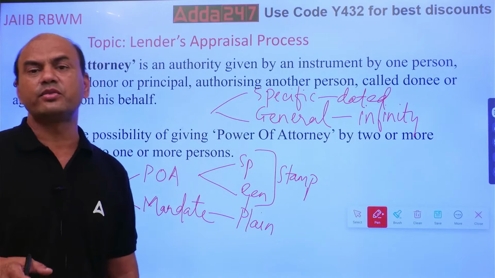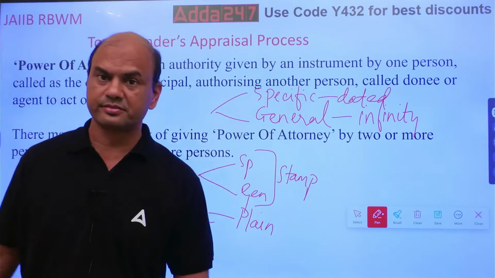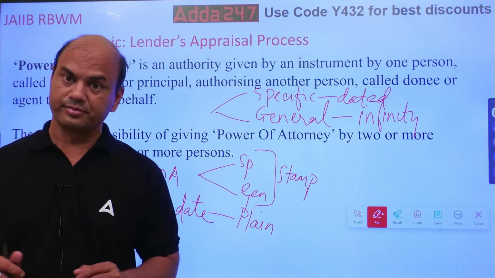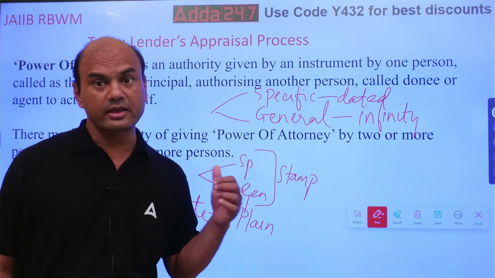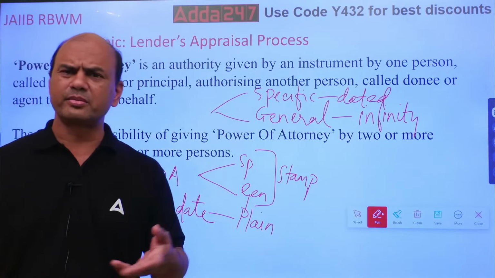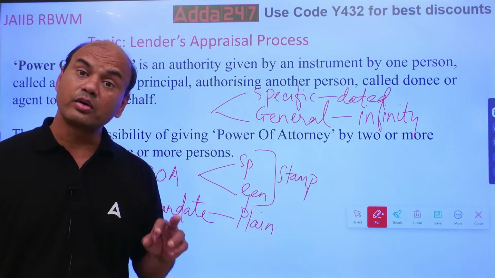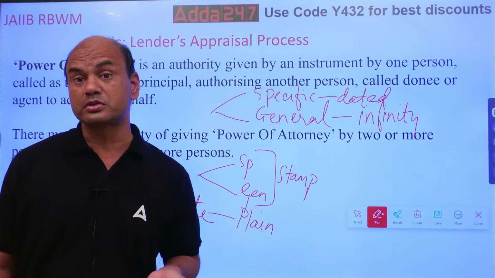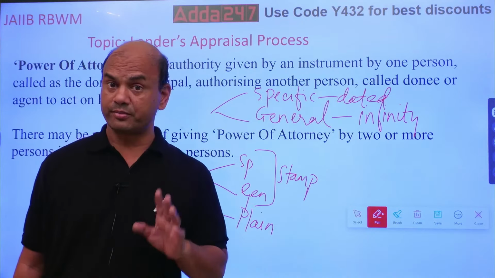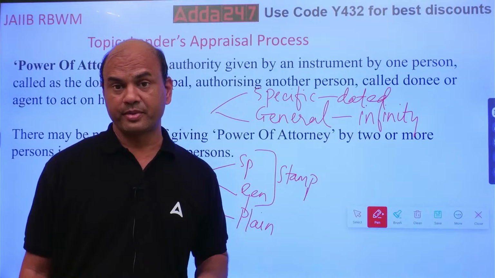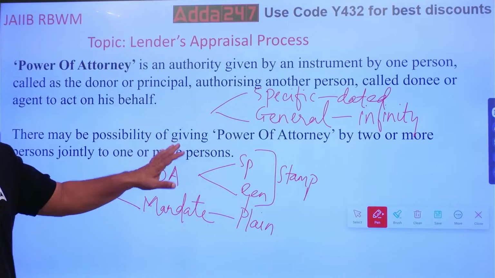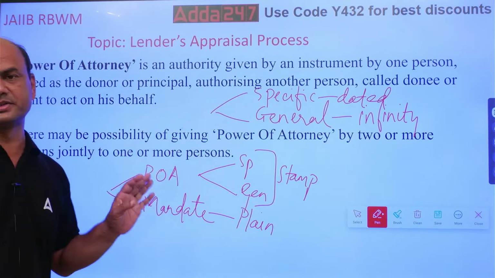But mandate is generally for operating the savings and current accounts. You can't give the mandate for taking the home loan. POA I can give. If I am an NRI, I can give this POA to my father, mother, anyone, so that they can take a home loan on my behalf. Allowed with POA. Mandate not allowed. So understand these concepts very clearly, because in exams you will definitely get the points.